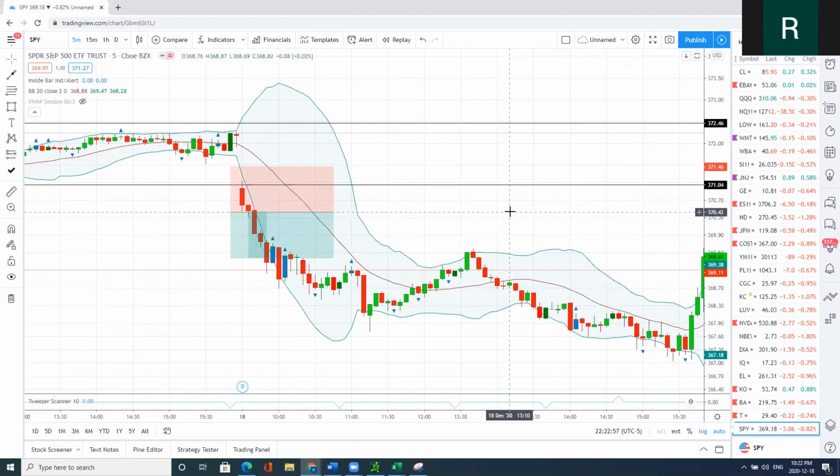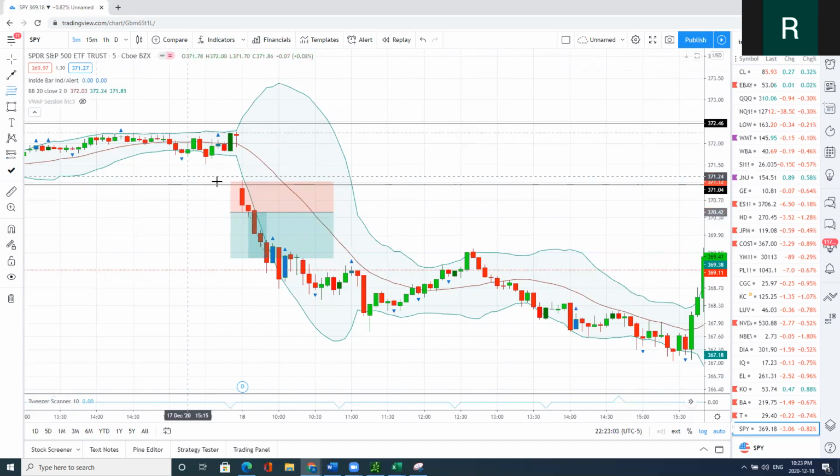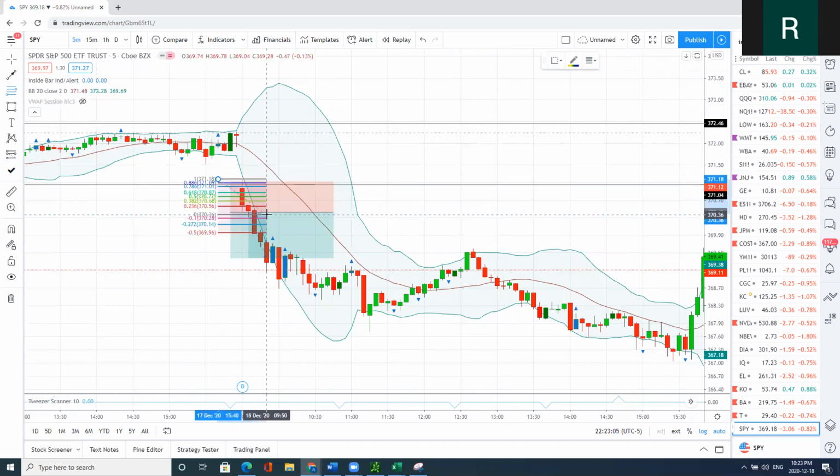So now with your stop loss, you have a few things that you can do. You can put it above the candle, right? You can use a Fibonacci, and you can put it above the 618, right?